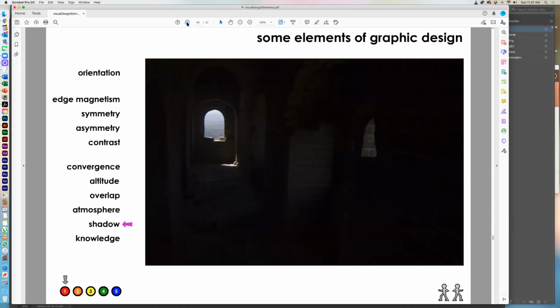Okay, then the next thing obviously is shadows. Shadows and light. Shadows create depth, create 3D, create perception. If it's just flat like this, then we've got this window with the shadow here. So the shadows tell us we're inside the whole building.